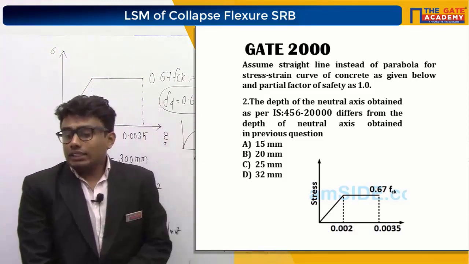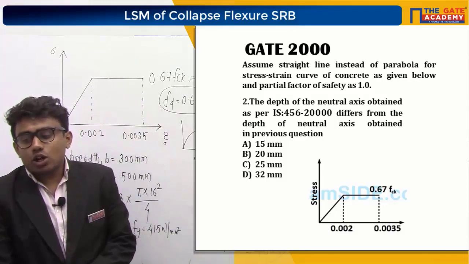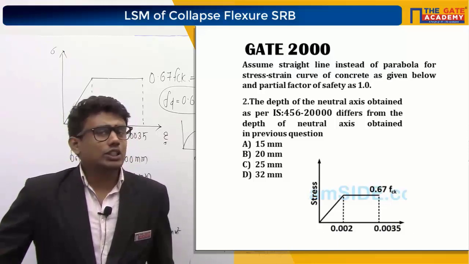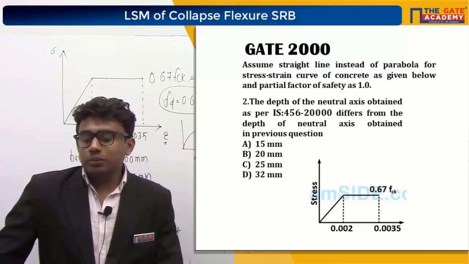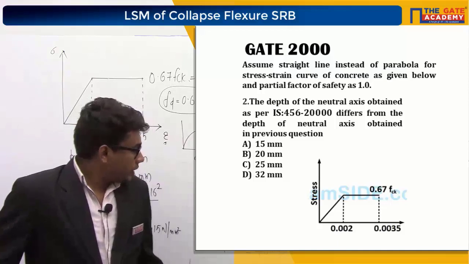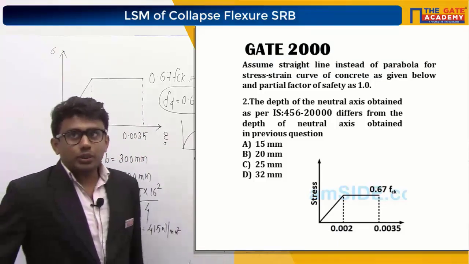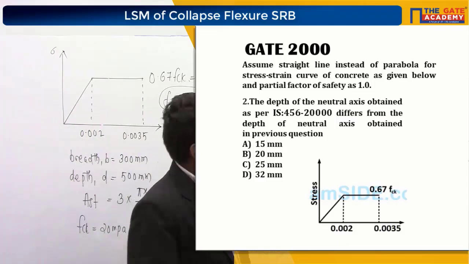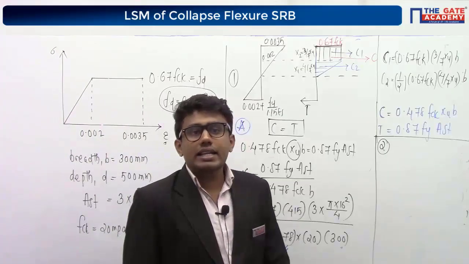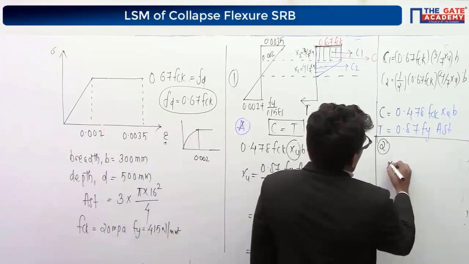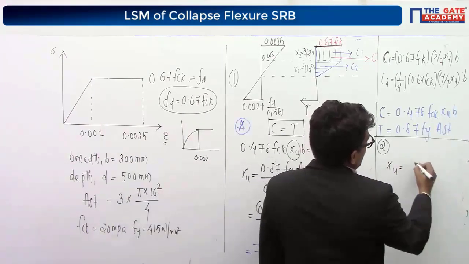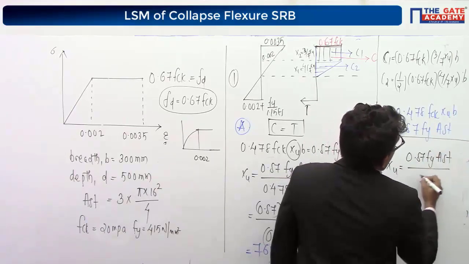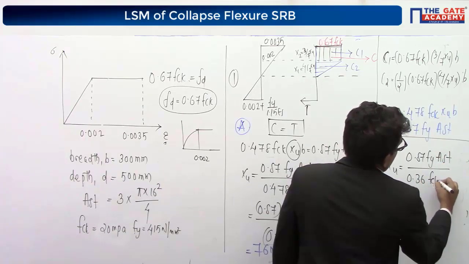See, in that question it is given that the depth of the neutral axis obtained as per IS 456-2000 differs from the depth of the neutral axis obtained in the previous question. So this is the depth obtained in the previous question and it differs from the depth obtained from IS 456-2000. So what will be the depth of neutral axis as per IS 456-2000? To find the depth of neutral axis, x is equal to, as per IS 456-2000, 0.87 FY AST divided by 0.36 FCK into B.